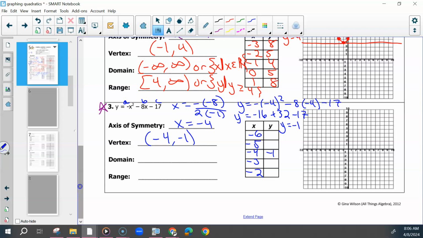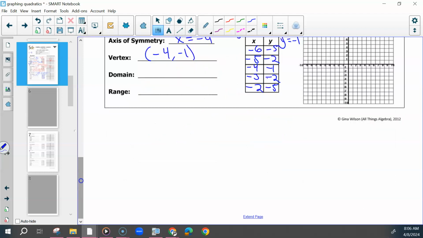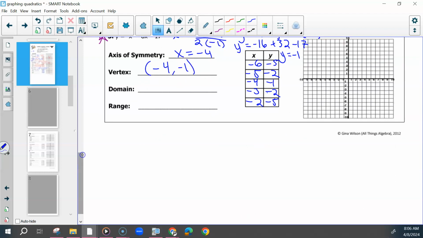Where's the tape? Second graph. Oh, the first one is -5, -2, and after -1, -2. So then graph those. -6, -5. -5, -2, -4, -1, and then it repeats.